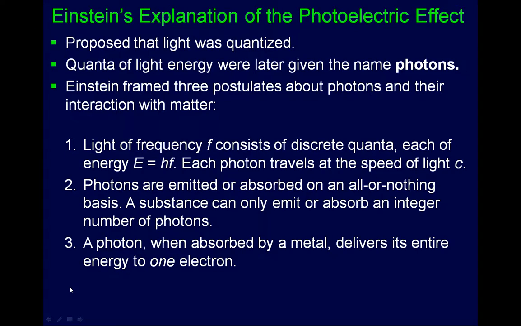First, light at frequency f consists of discrete quanta, each of energy E equals Planck's constant times frequency, and each photon travels at the speed of light. The photons are emitted or absorbed on an all-or-nothing basis, and a substance can only emit or absorb an integer number of photons. And finally, a photon, when absorbed by a metal, delivers its entire energy to one electron. These three postulates explain all of the results of the photoelectric effect.